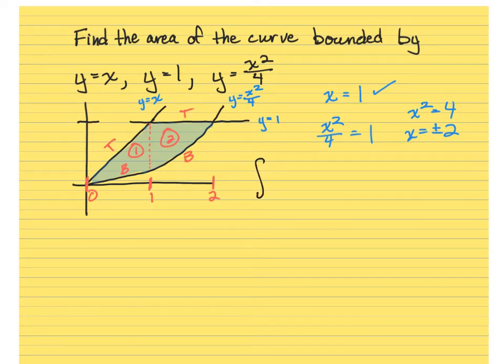So for area 1, you're going to integrate from 0 to 1. The top function is x minus the bottom function x squared over 4 dx. For area number 2, you're going to integrate from 1 to 2. The top function is now just the function y equals 1 minus the bottom function, which is still x squared over 4 dx. And so I just have two integrals that I need to evaluate. So I'm going to go ahead and evaluate those off air.